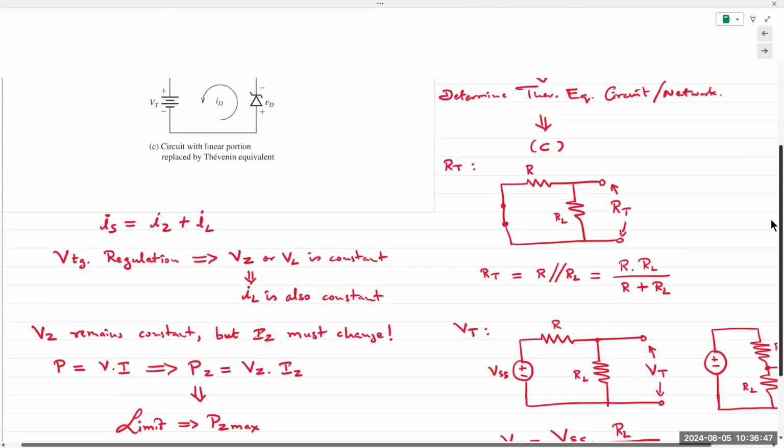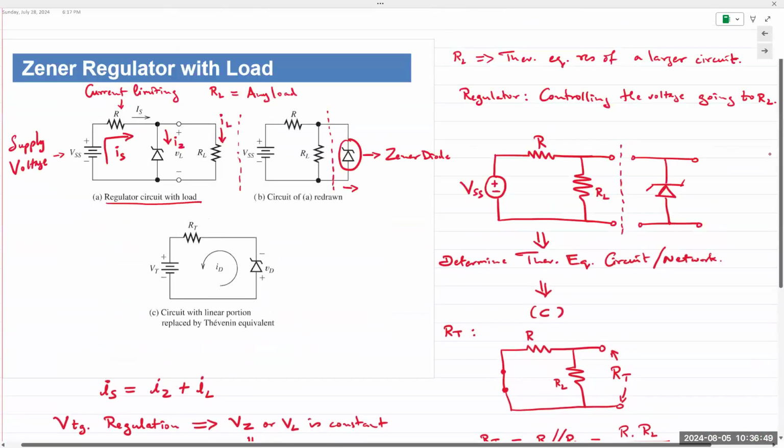So let me summarize in brief. We have a supply voltage. Supply voltage is connected to a load. We want to, of course, control the current, the total current coming from the supply. So we have a series resistance in there, which is R. That's always true. We always have a series resistor. We always want to control the current, without which R is equal to 0, current goes to infinite, right? So current limiting. And then we have a Zener diode connected in parallel to the output load.